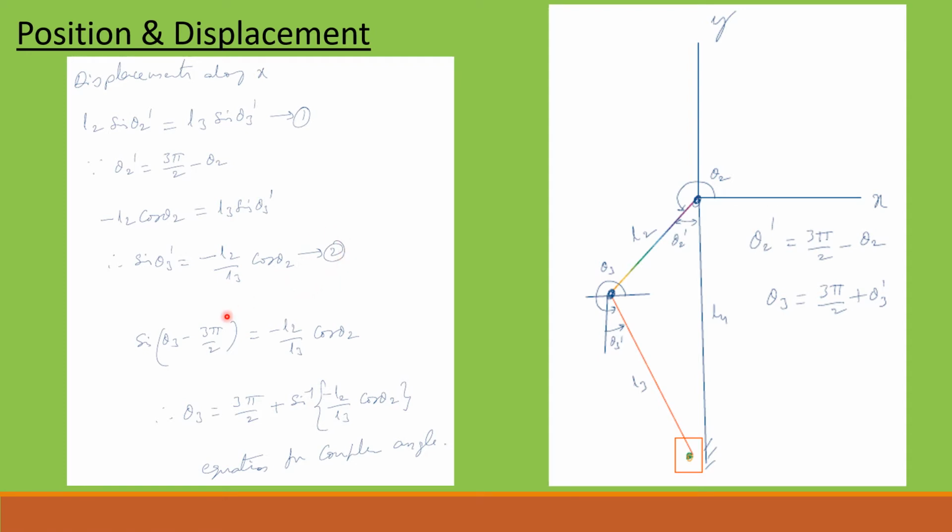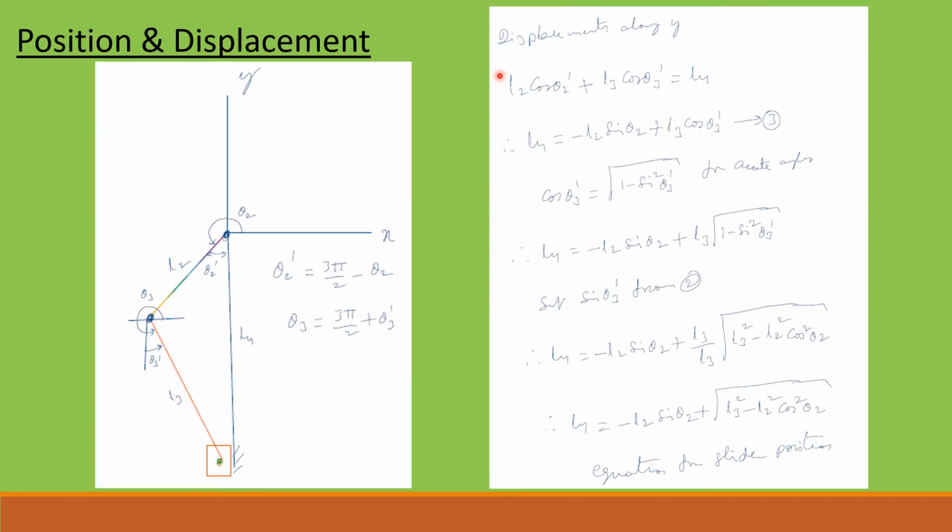And this theta 3 prime can be written as theta 3 minus 3 pi by 2. So we substitute that in this equation 2. We get sine of theta 3 minus 3 pi by 2 equal to minus L2 by L3 cos theta 2. So after simplification, we get theta 3 equal to 3 pi by 2 plus sine inverse of minus L2 by L3 cos theta 2. This is equation for coupler angle.